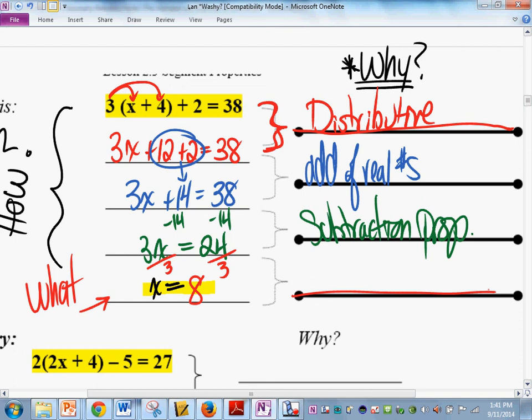Eric, what do you think? What do we do? Both sides. So is that division of real number or division property? Lovely. Great. So we write that is division property.